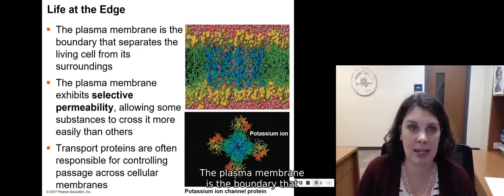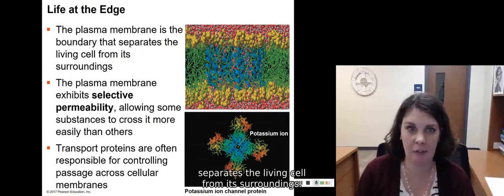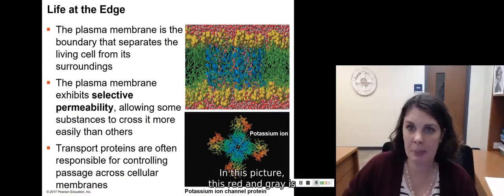It does some important things like protecting things that are inside, protecting from things that are outside, controls what can move across the membrane, and in a couple of chapters, we'll learn how the membrane even is involved in making energy from food. So the plasma membrane is the boundary that separates the living cell from its surroundings.